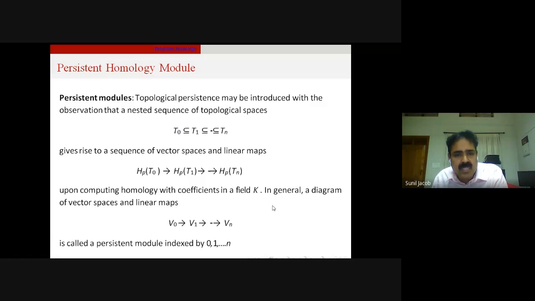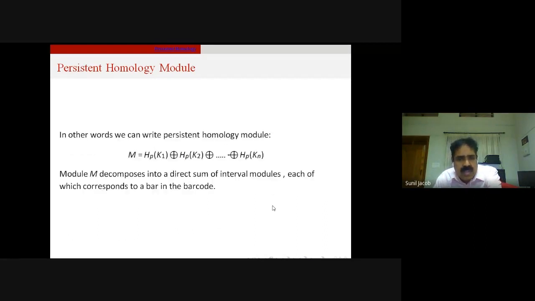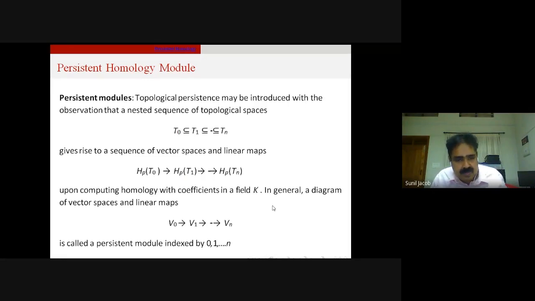In general, we can represent it using a direct sum of vector spaces and linear maps in a more general way. Anyway, we are not going into that much detail now.